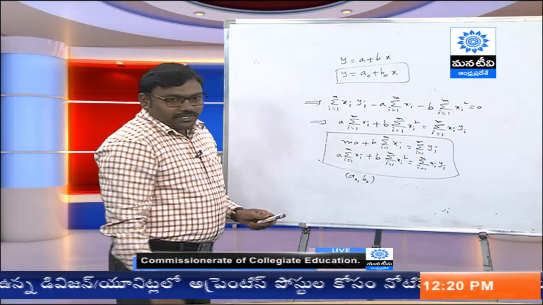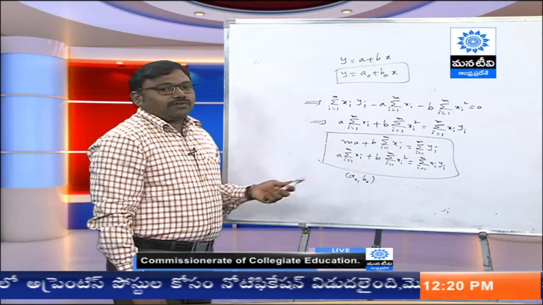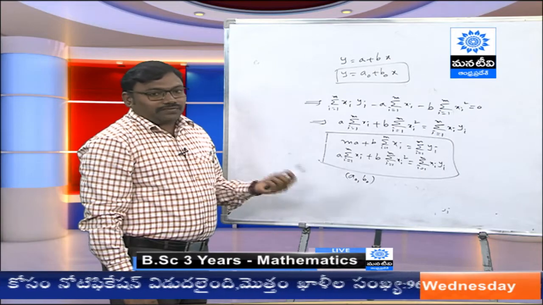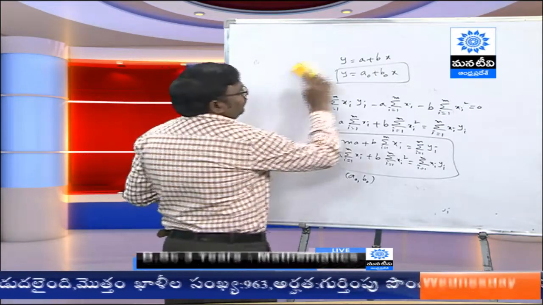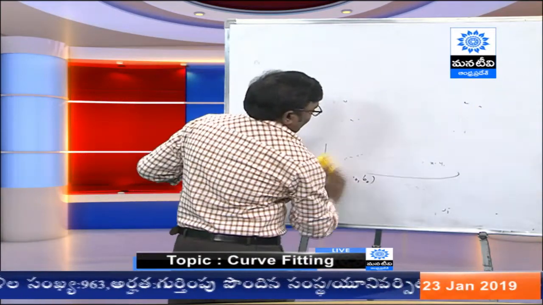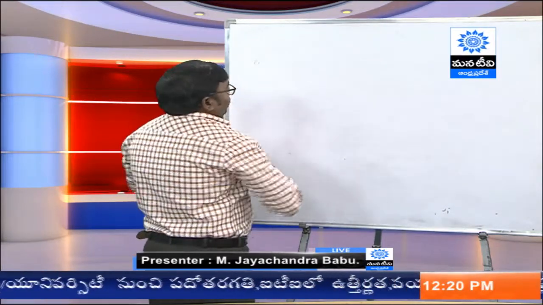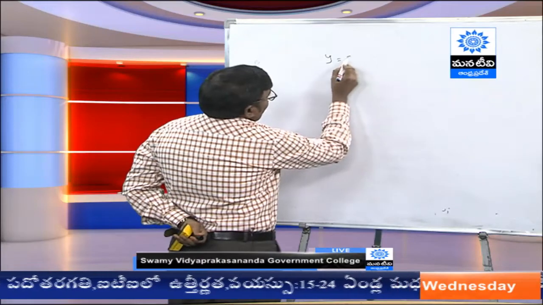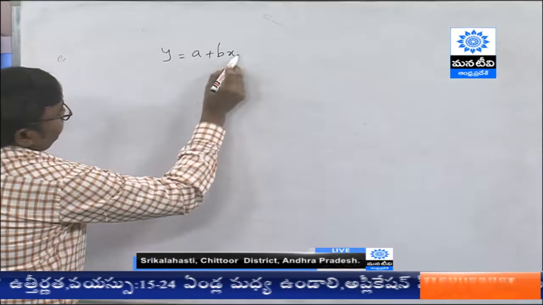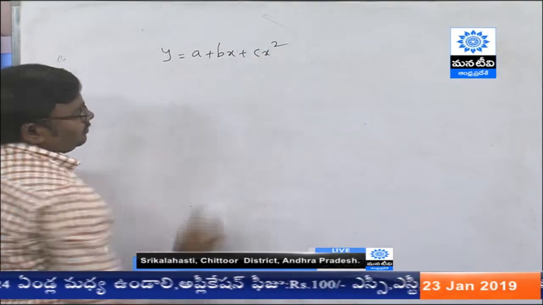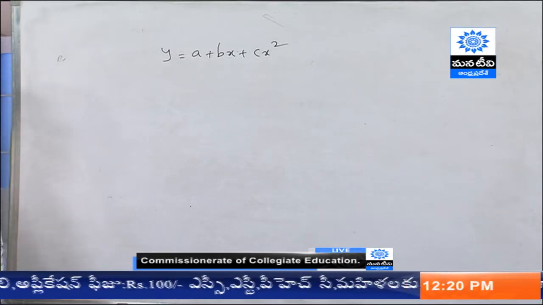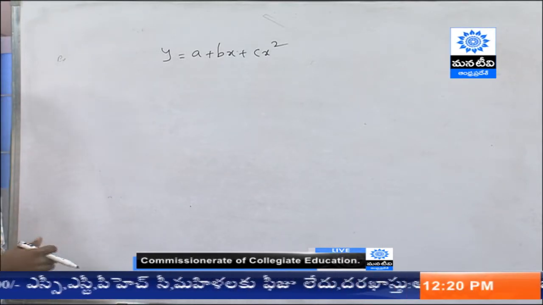So, if you follow the same procedure, we can fit a parabola to the given data also, but the only difference is the general form of parabola is y equal to a plus bx plus cx square, means here we need to find three unknowns, those are a, b, c.